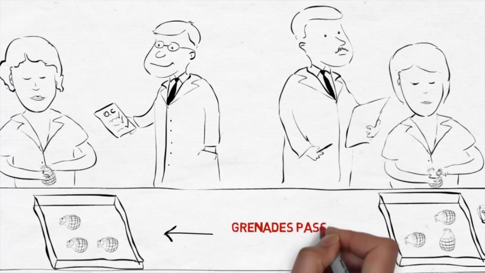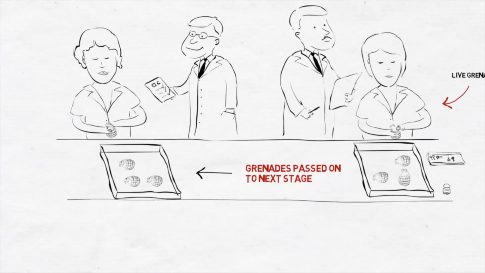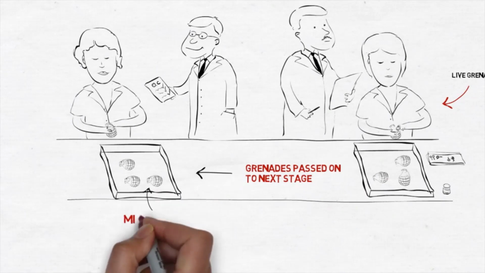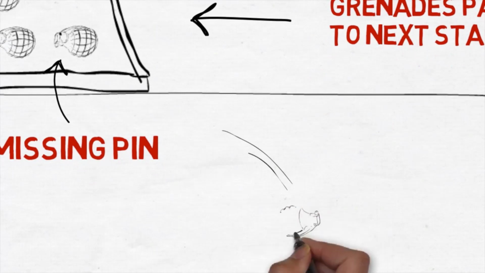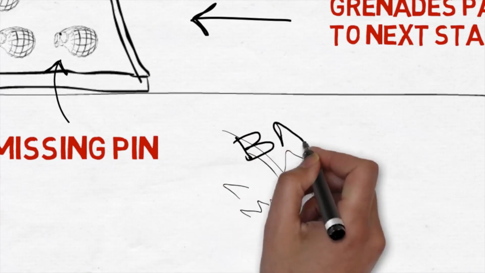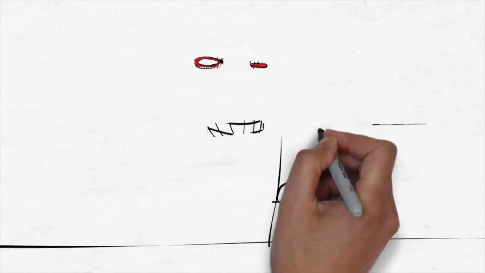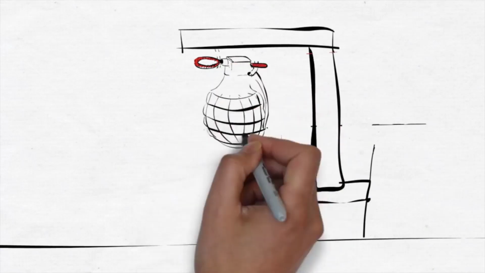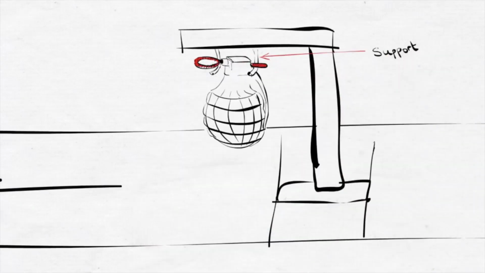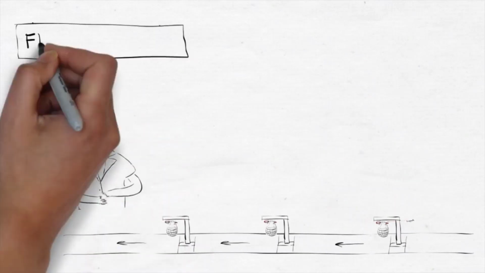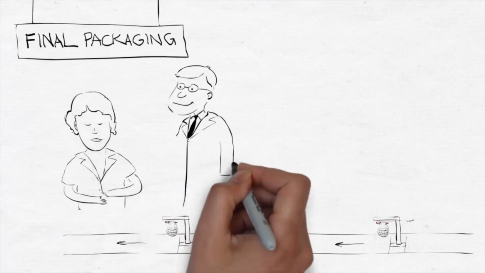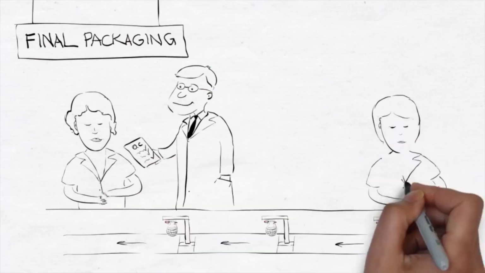If the pin is not put in, then the grenade can fall off the table, as you'll see here, and it will cause an explosion. So this is what happened in this particular munitions factory. What they did then is they decided that they would error-proof the process. So they designed a support holder which only allowed the grenade to be passed on to the next process step if the pin was inserted.